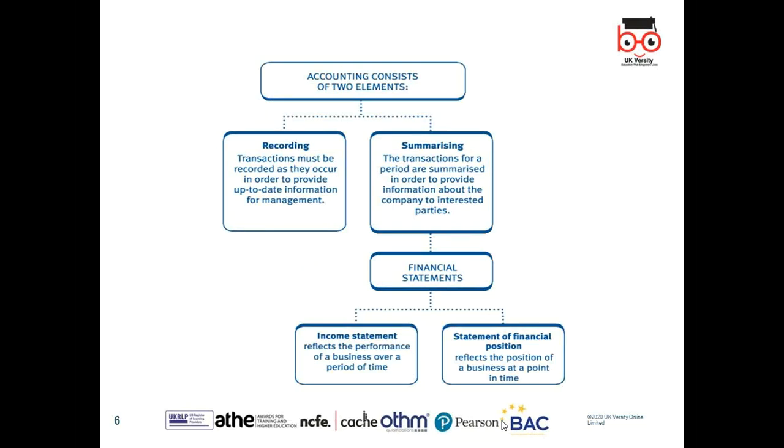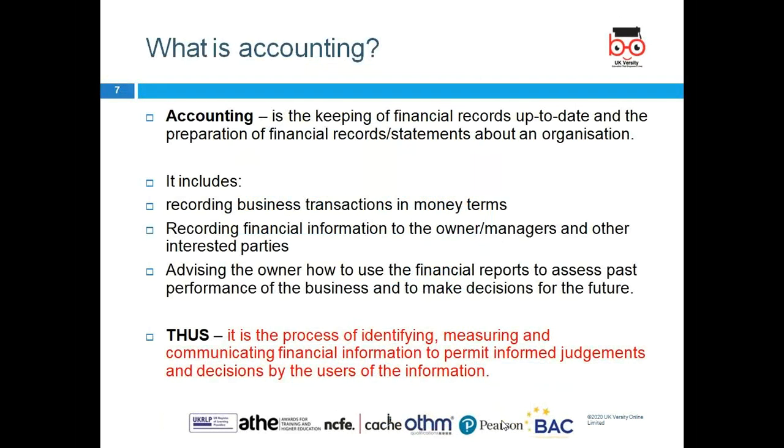So the accounting concept has two elements: recording. Transactions must be recorded as they occur in order to provide up-to-date information for management. Summarizing: we need to summarize all the transactions, how much worth of assets, how much worth of receivables, how much worth of payables. So all these financial statements can be the income statement, the balance sheet, which is also known as the statement of financial position, the statement of cash flow and the statement of changes in equity. Total four statements.